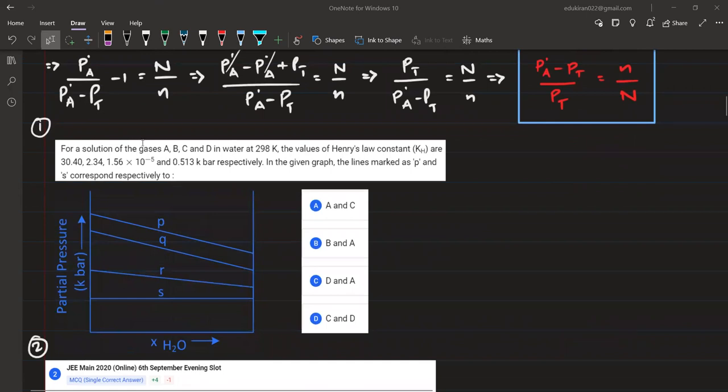Question number one. For a solution of gases A, B, C, D in water at 298 Kelvin, the values of Henry's law constant KH are given, respectively. In the given graph, the lines marked as P and S correspond respectively to which gases? So you have to tell which of A, B, C, D correspond to P and S.